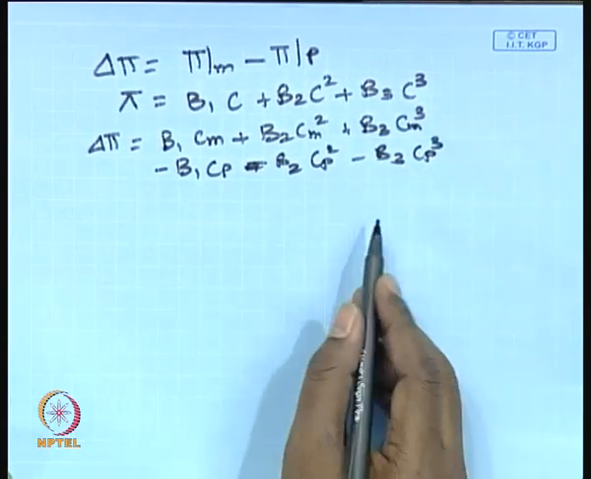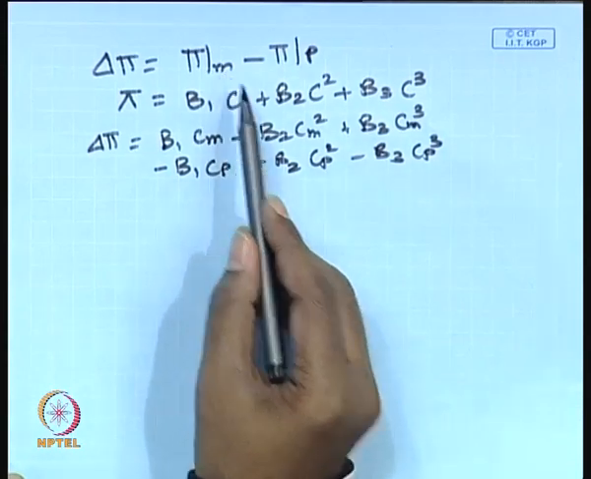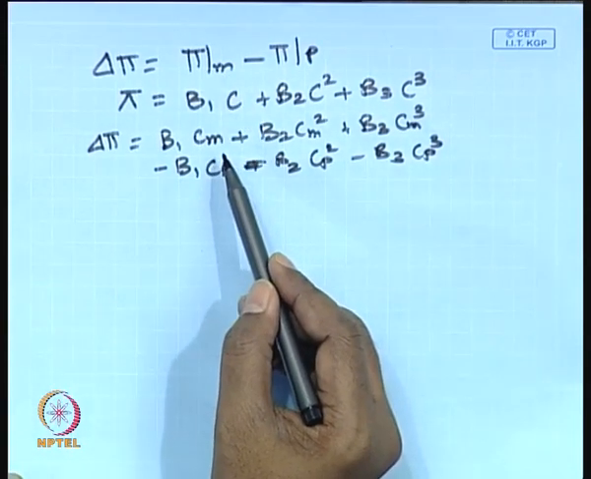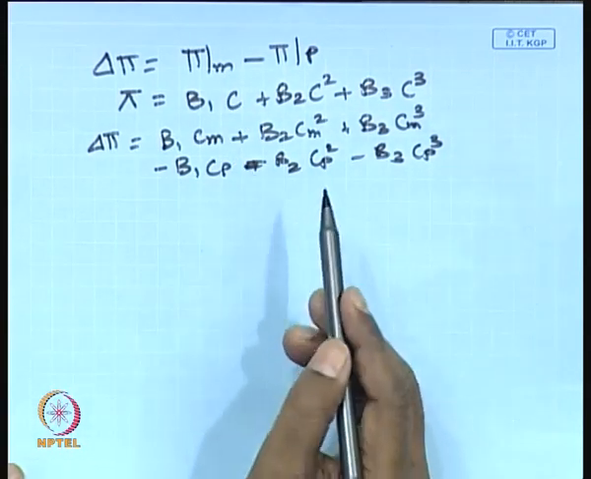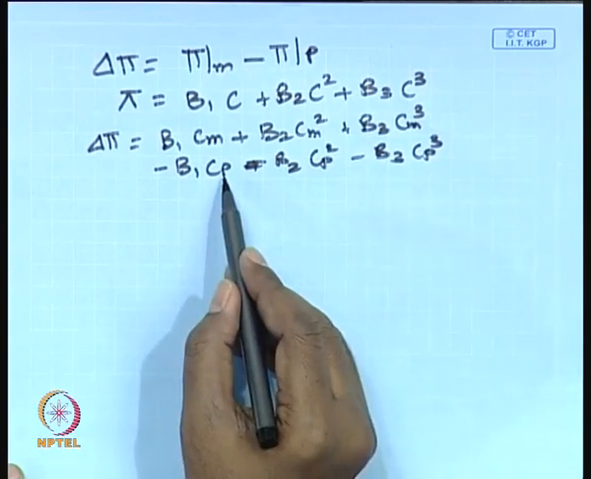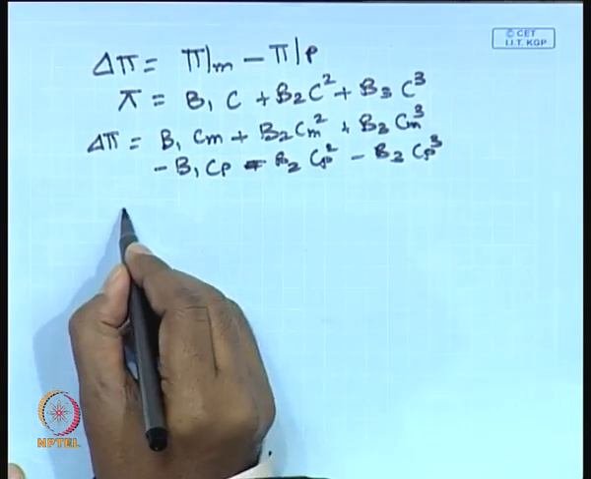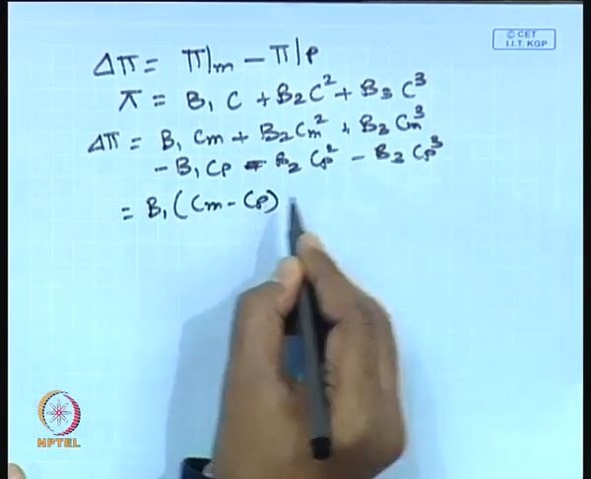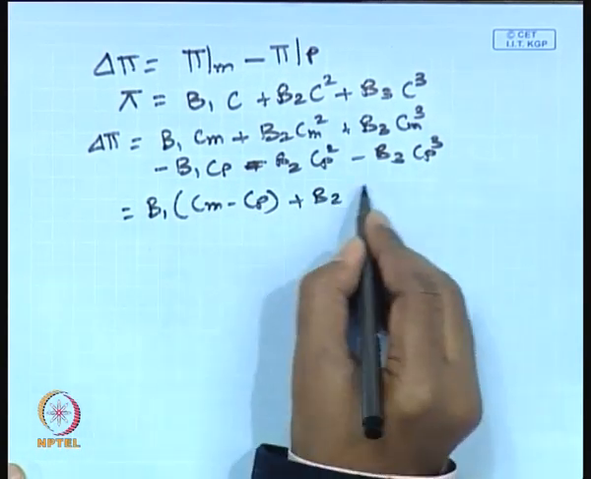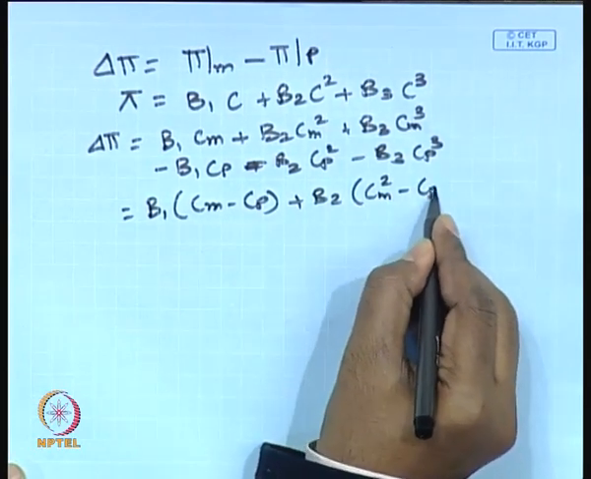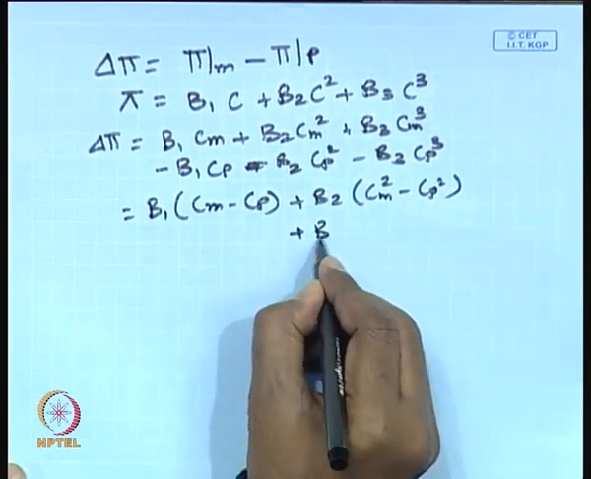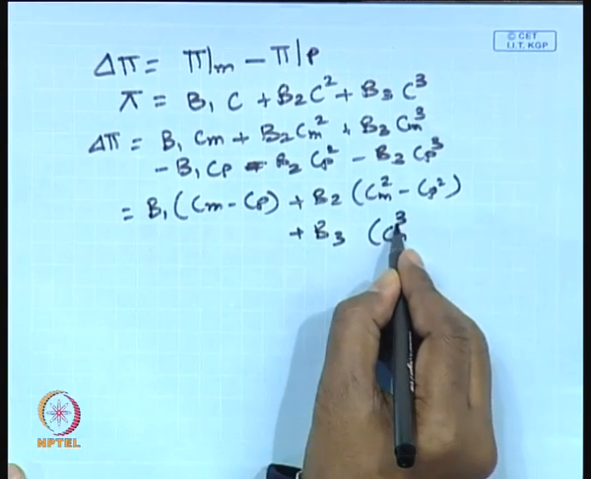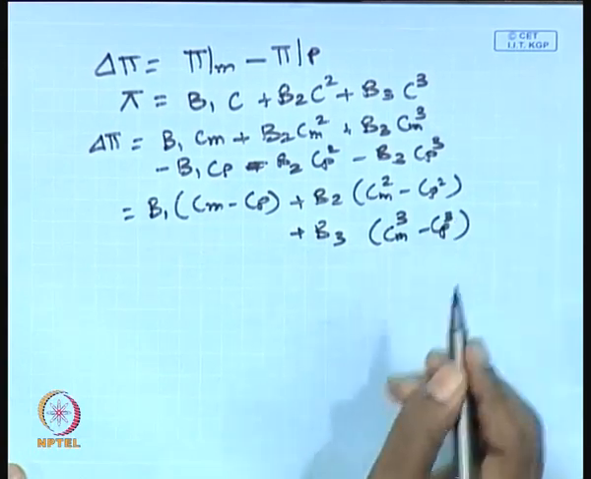At the membrane surface the concentration of solute is basically Cm, that is the concentration of the solute at the membrane feed interface, and Cp is the permeate concentration. So, you can write this in a compact form: B1 (Cm minus Cp) plus B2 (Cm square minus Cp square) plus B3 (Cm cube minus Cp cube).